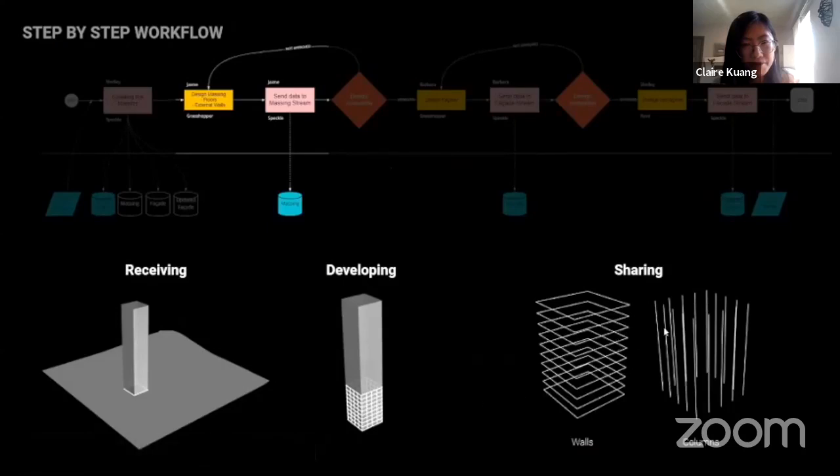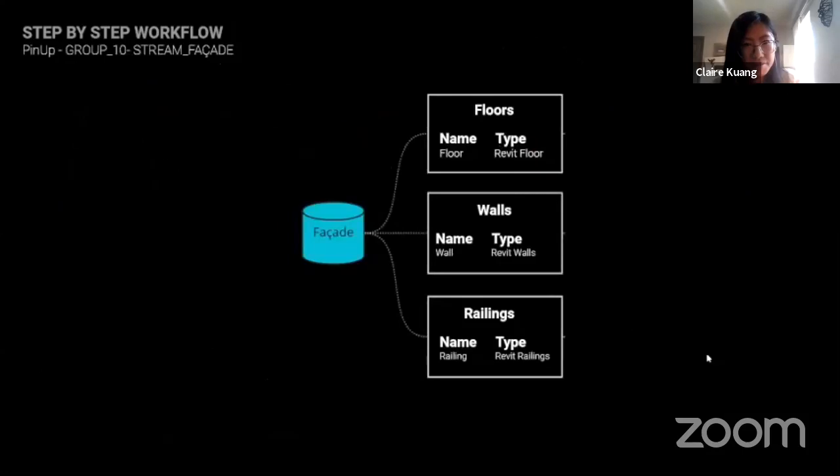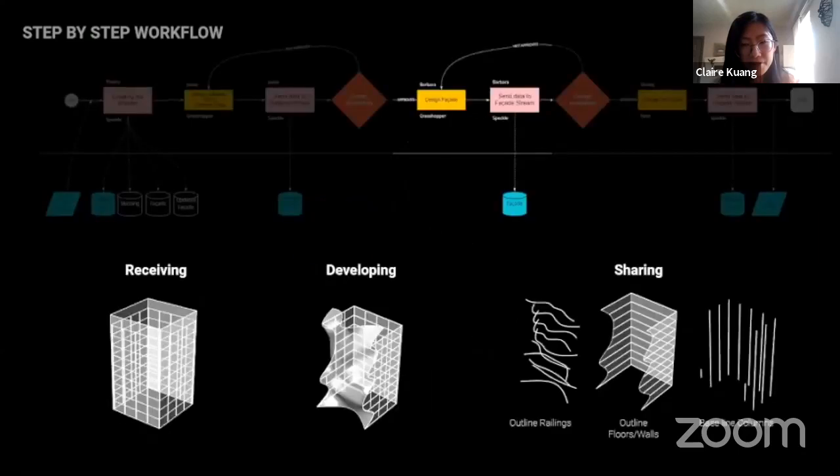And then this is what we sent, the outlines of the walls as Revit elements and the columns as Revit elements also. Here we sent the facade data with the name and type. So the floors as Revit floors, and for walls, Revit walls and Revit railings. So here we're showing that we received the initial data, which includes the levels, columns, and walls. And then we changed the facade at the front.